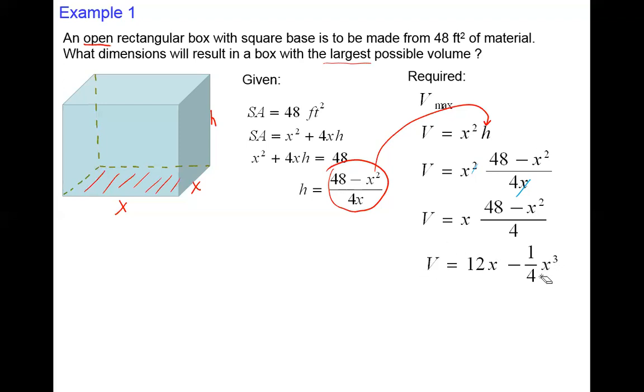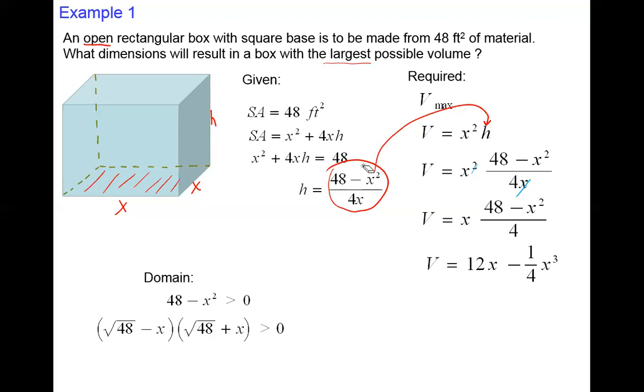In order to maximize, I will find the derivative for the critical points. But before I do this, I will state the domain. And the domain usually is restricted by the given information. We can see we can't have certain numbers of x and h because of that 48. That means h is defined as 48 minus x squared over 4x. Since this is a length, 48 minus x squared must be positive. We can't have negative values.